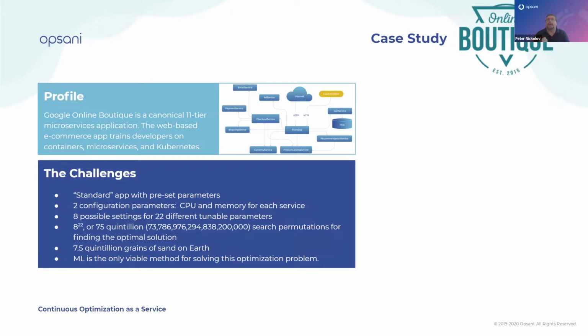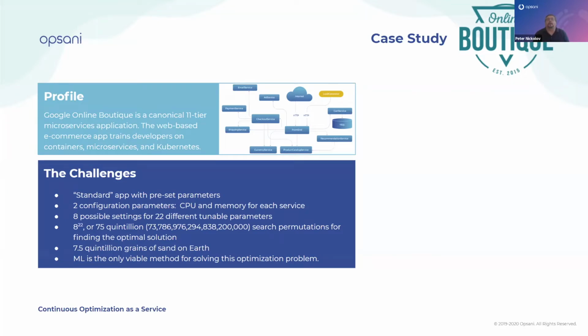If we go with just 8 possible values for each of them, although this is conservative, there can be more, we will see that there's 8 to the power of 22, or 75 quintillion, different configurations that this application can take, and only one of them is optimal. Now, you will notice this is 10 times more different configurations than there are grains of sand on Earth.